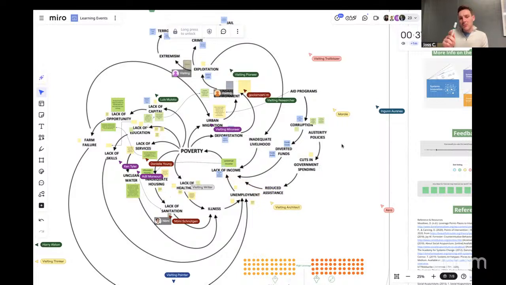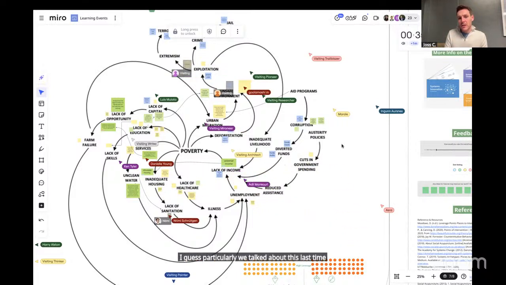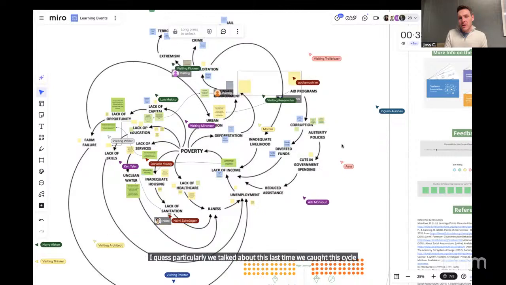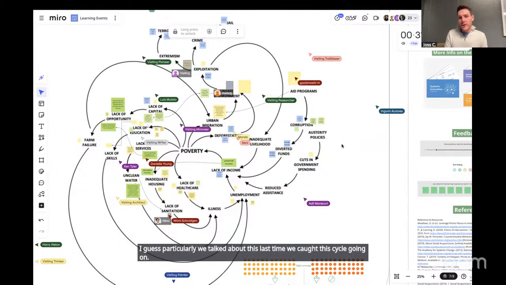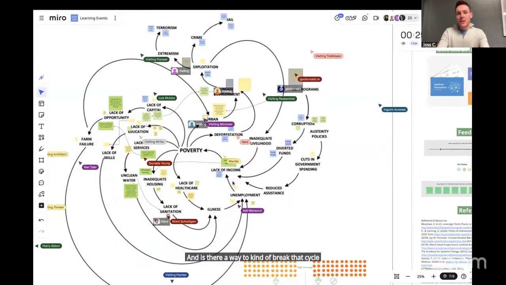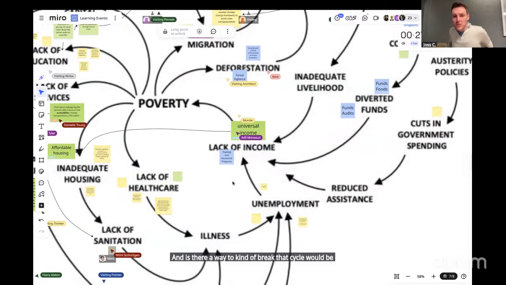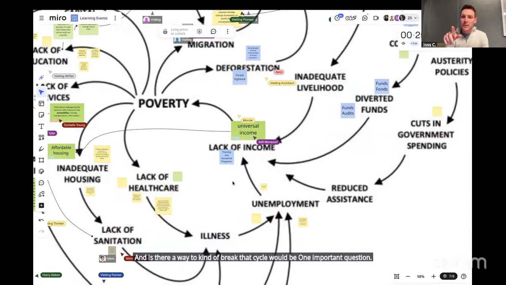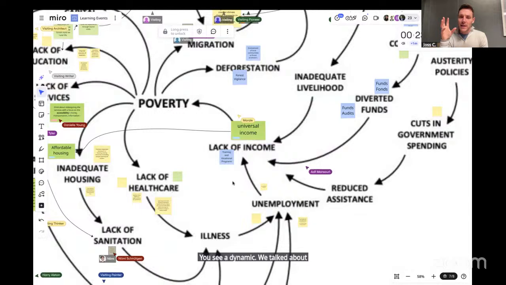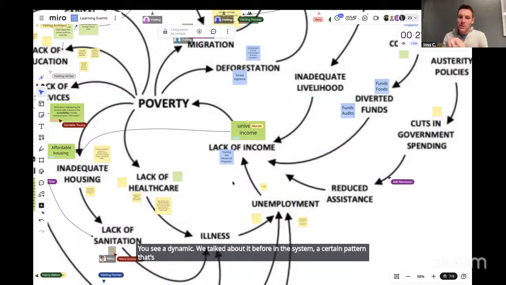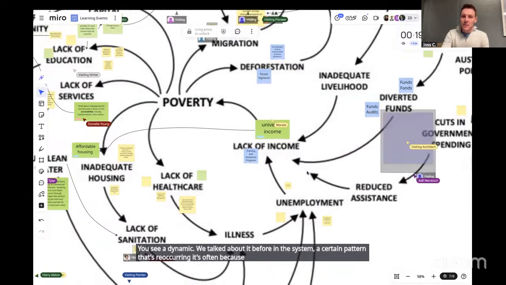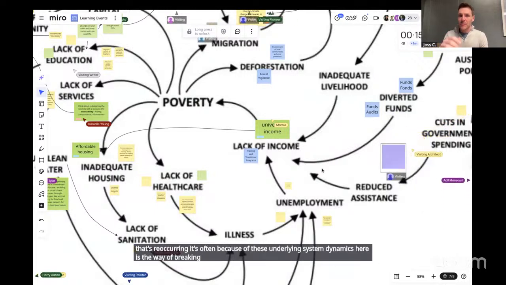I guess particularly we talked about this last time. We've got this cycle going on, and is there a way to break that cycle? That would be one important question. We talked about a dynamic in a system, a certain pattern that's reoccurring. It's often because of these underlying system dynamics here. Is there a way of breaking that?